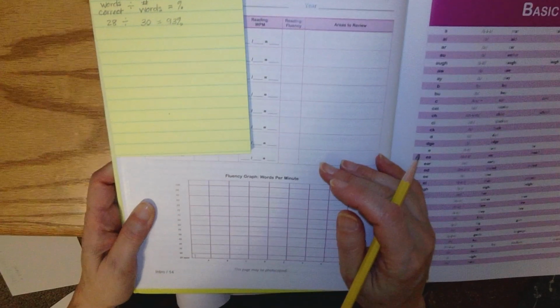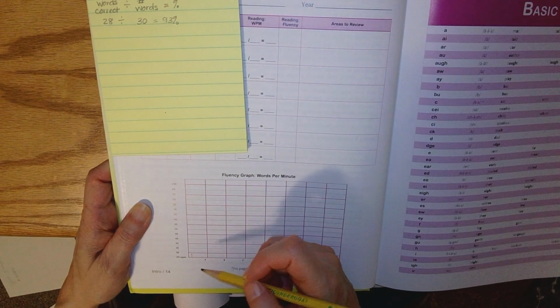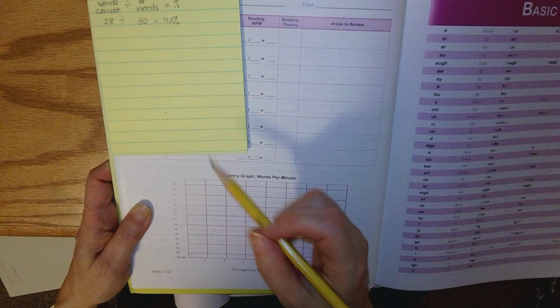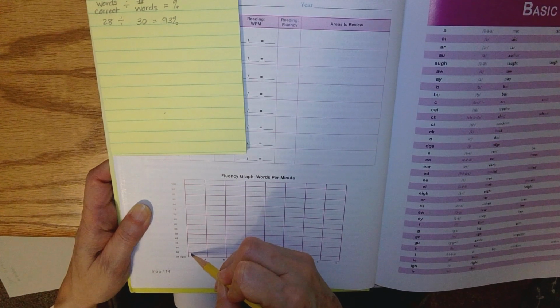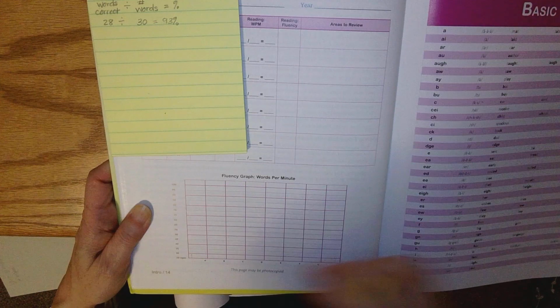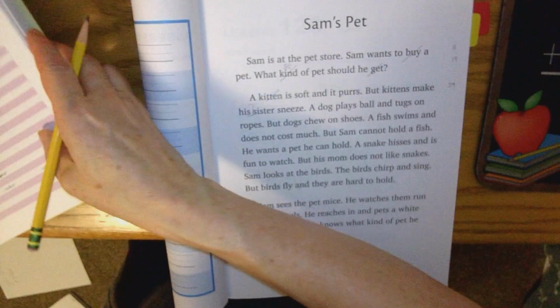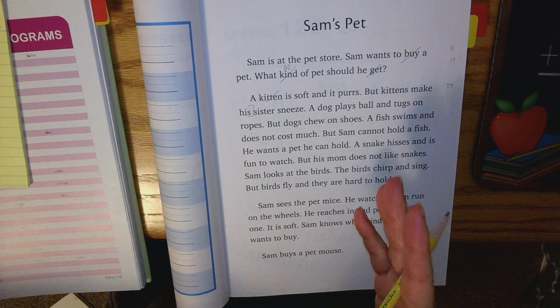Alright, and then down at the bottom they have a fluency graph. So we're going to do a cold read, which is what we just did, and that was 28 words per minute. So we're going to put a little line there, and you're going to make it blue. I'm not doing it blue here because this isn't my book, but you would put it in blue. Blue will represent cold read.